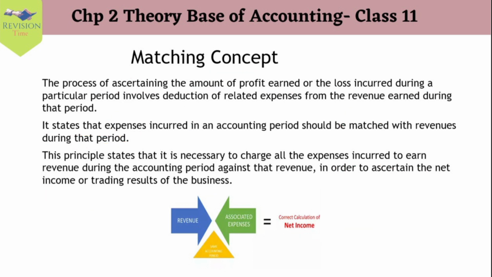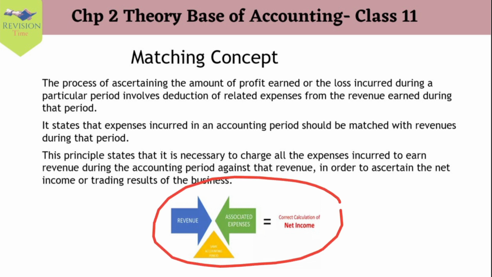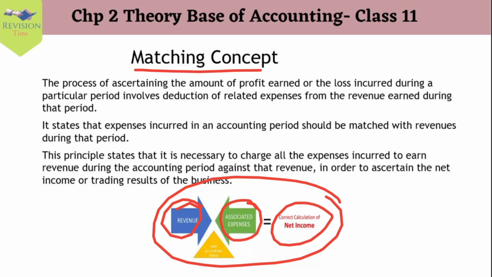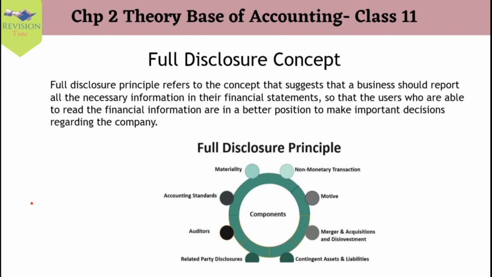Here, we are only matching whatever expenses we are incurring to the revenue earned to ascertain the profit or loss for the particular financial year. See, revenue with associated expenses is the calculation of net income. This is matching concept. Next one we have is full disclosure concept.